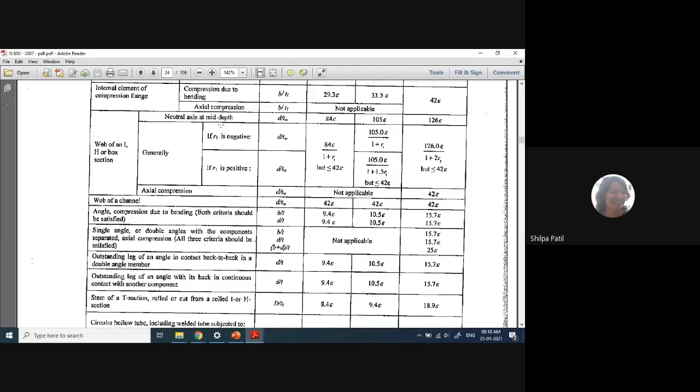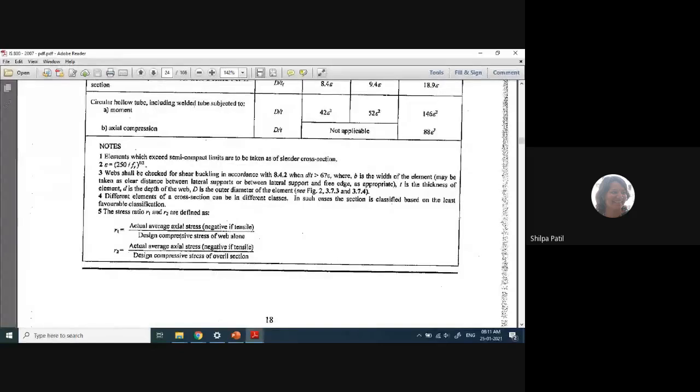Now, when the neutral axis is not at the mid depth, we get R1 values either negative or positive. So how to find R1? It is given below this table, note number 5. The stress ratios R1 and R2 are defined as actual average axial stress, negative if tensile, and design compressive stress divided by the design compressive stress of the web alone. Now, these values we can calculate only when we know the stresses developed in the various parts of the section. So this type of calculation we rarely use in design.